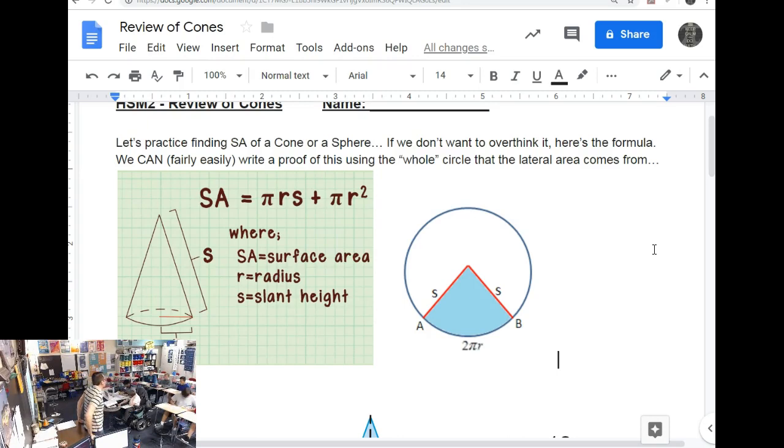So if we think about a cone and how it's made, the issue that people run into is thinking about two different circles, which is really happening. There's the circle at the bottom, the base circle, which is easy to deal with, it's pi r squared. But then this lateral area, and we call it the lateral area because it faces outward, like a lateral pass is a sideways pass.